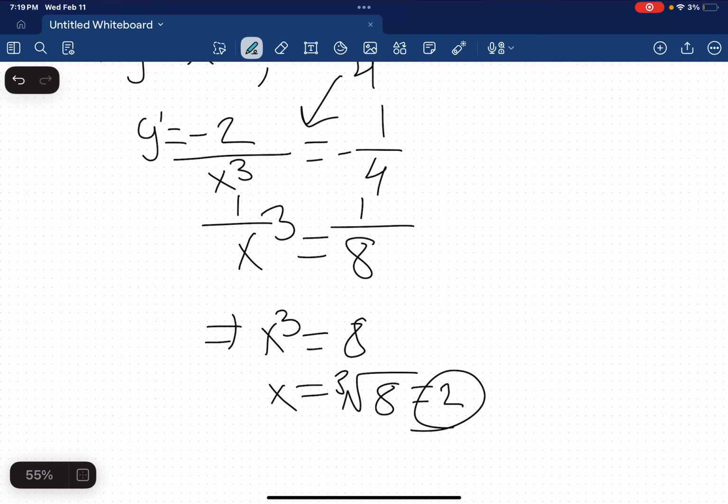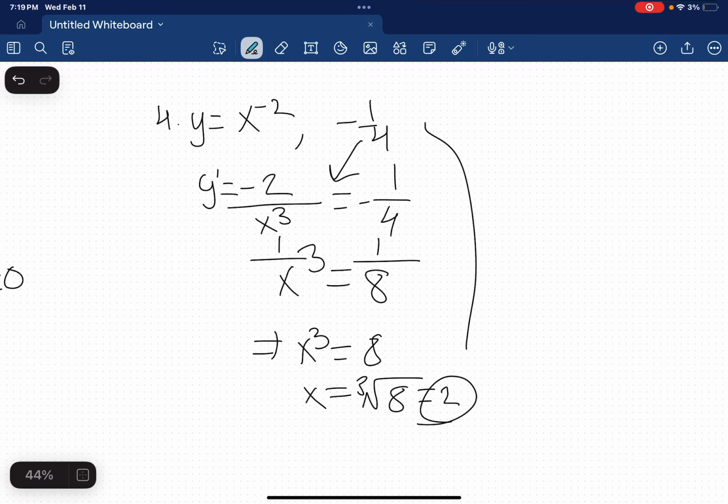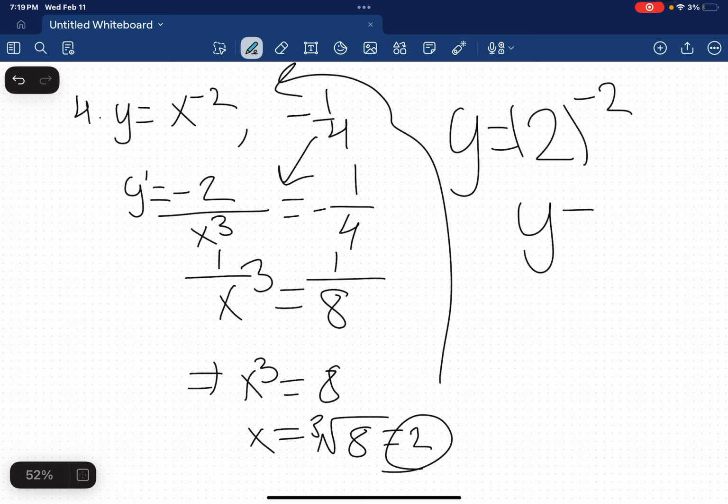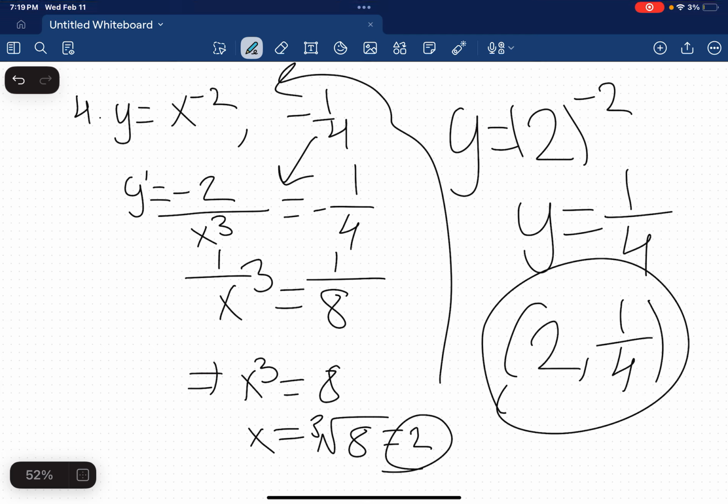And remember what we said earlier with 3b, we have to go back to the original function and plug that in. So we have y is equal to 2 to the -2, which means that y is equal to 1 divided by 4. And that gives our final point of 2 and 1 divided by 4. And that is our answer. And that's going to be all for today's video.